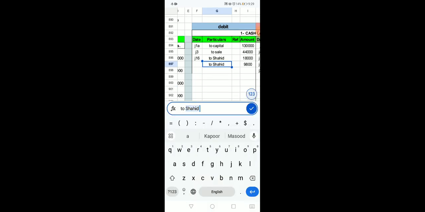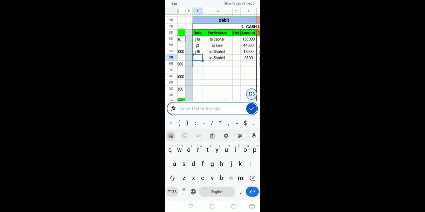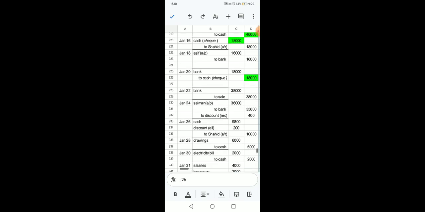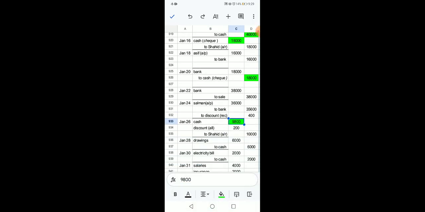This is the second time you are putting Shahid. 9,800 was the entry. Now see what was the date, January 26. Put the date January 26 over here. So 9,800 is posted. After posting, the entry is completed, so mark it as done.